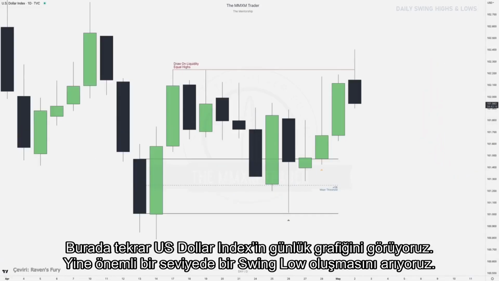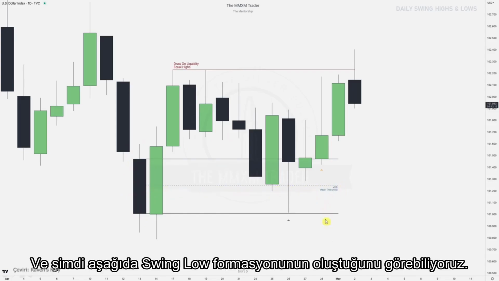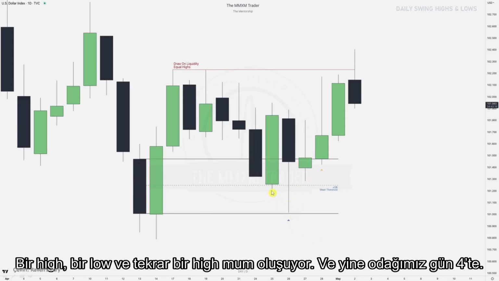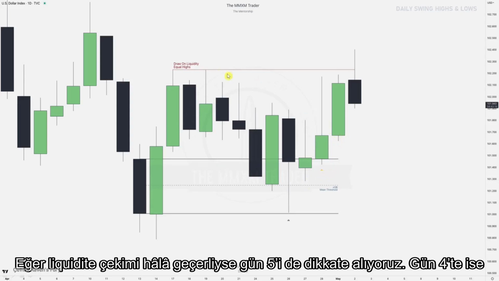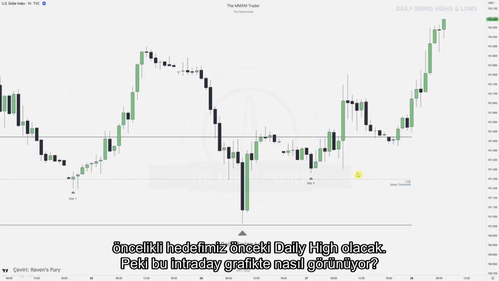So over here we've got a US dollar index daily chart. Again, we're looking for a swing low to form at a key level. So we've got this bullish order block over here. We outlined that mean threshold also, an important level, and now we can see that swing low pattern formed down here. One higher, one lower, and then one higher. And again, we're focusing on day number 4 and day number 5 if the drawn liquidity is still intact. So on day number 4 over here, we're gonna aim for that previous daily high first.